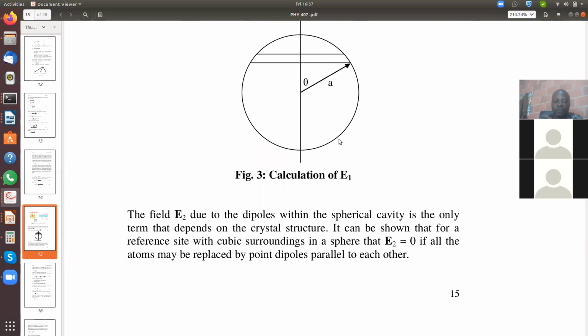So the field E2 due to the dipoles within the spherical cavity is the only term that depends on the crystal structure. It can be shown that for a reference site surrounded by a sphere, E2 is equal to 0 if all the atoms may be replaced by point dipoles parallel to each other. Once you have point dipoles parallel to each other, E2 is always 0. That is the concept you should take into consideration.